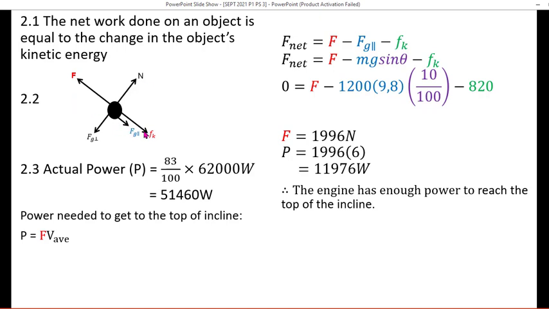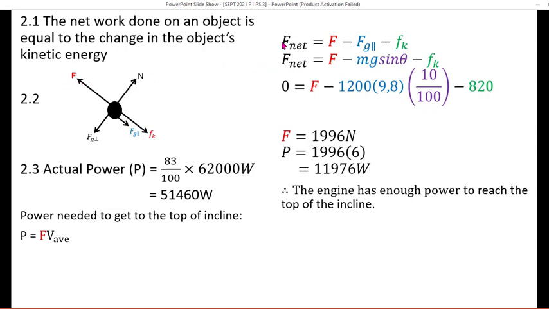Now these forces, the frictional force and the gravitational force parallel, are doing negative work because they are acting in a direction that is opposite to the displacement of the object. So they are doing negative work. In other words, they are decreasing the speed of the object, or they are removing energy from the system. While this one is increasing the speed, or increasing the energy of the system.